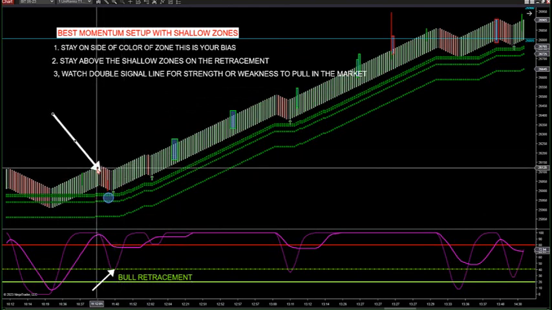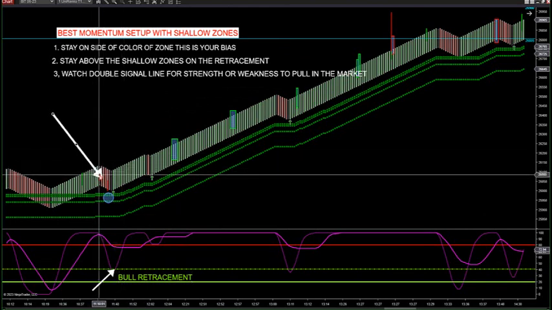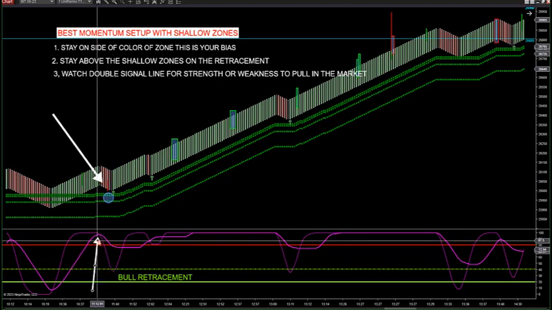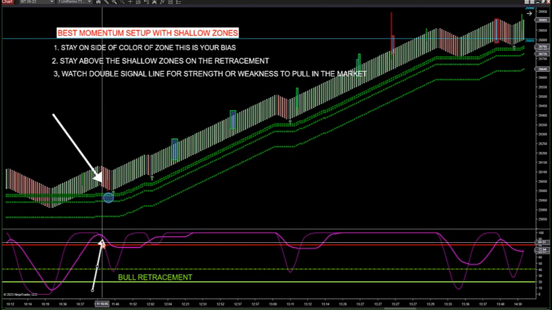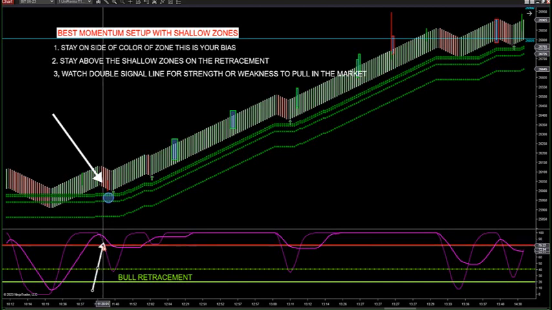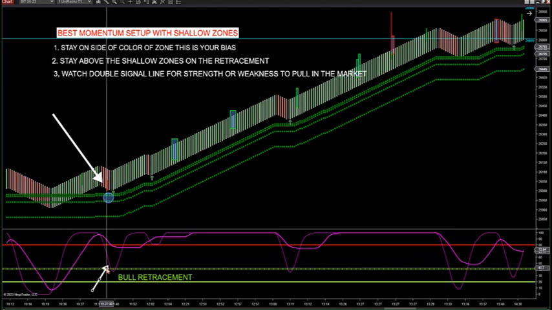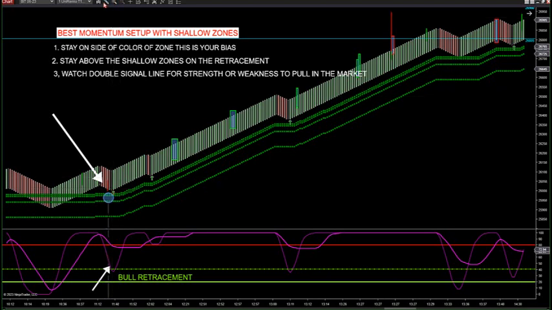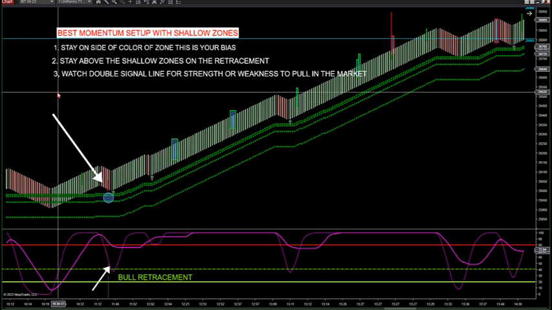So as we retrace, red Renko, watch your signal line here. You can see as we're retracing, it's way above 40. You're good there. As we retrace here, as soon as you see a doji come in on the Renko bar, it's the fourth thing. Four, watch for the doji.